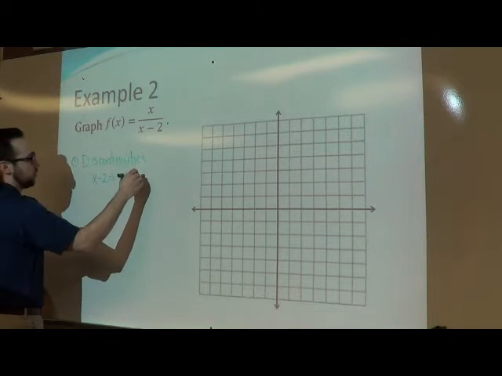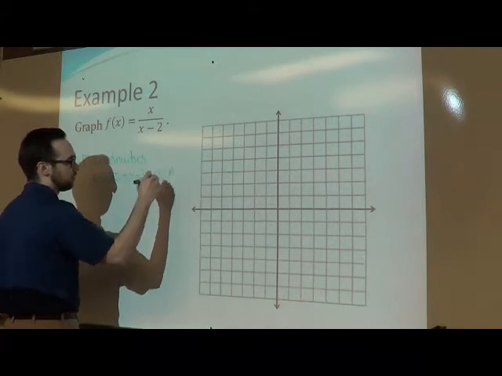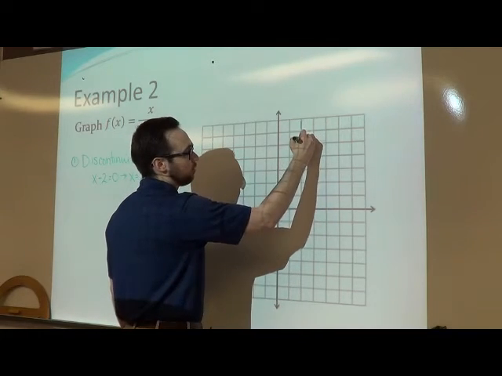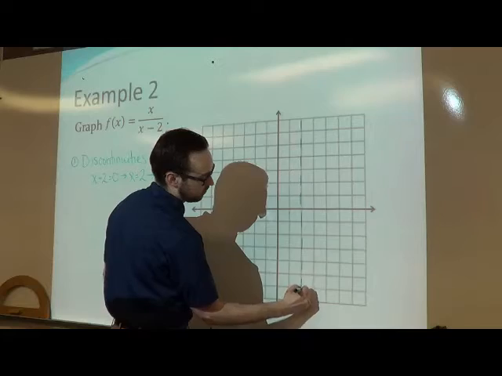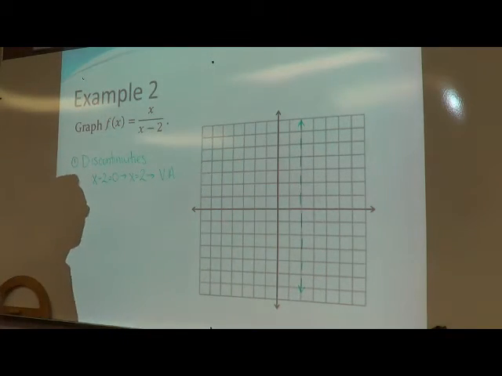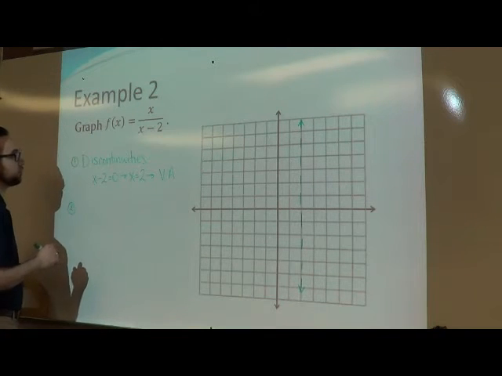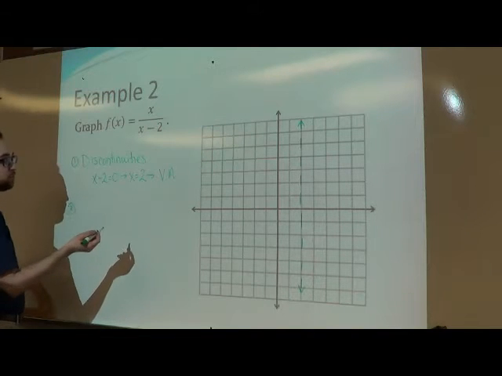So x equals 2 is going to be what? It's going to be a vertical asymptote. So I'm going to go right away to x equals 2, and we're going to put a dotted line going down this for my vertical asymptote, which means the graph cannot cross that line. So next we'll find a series of points.